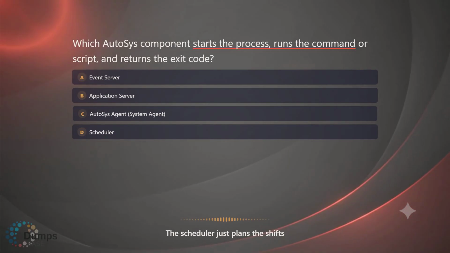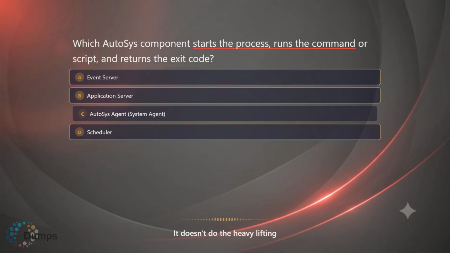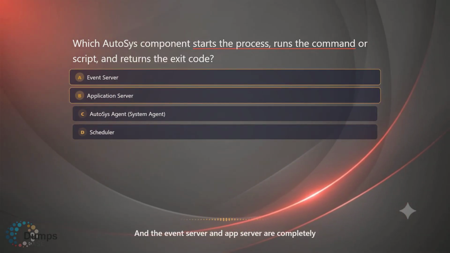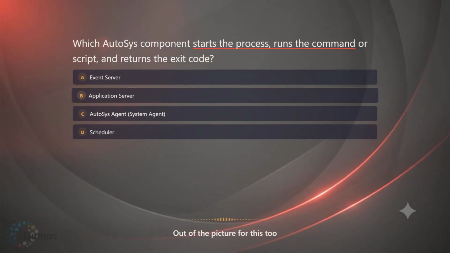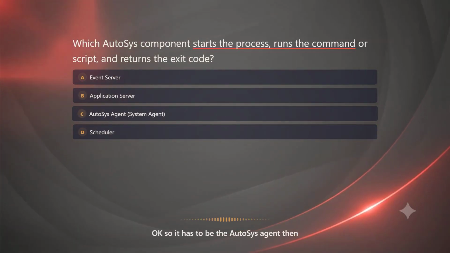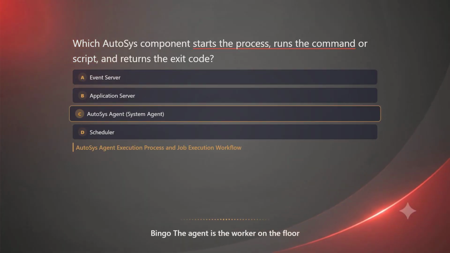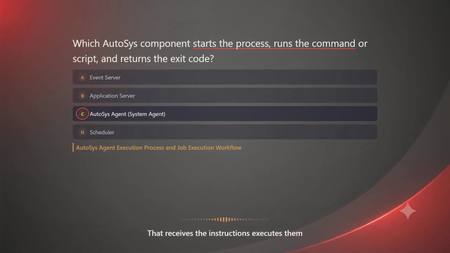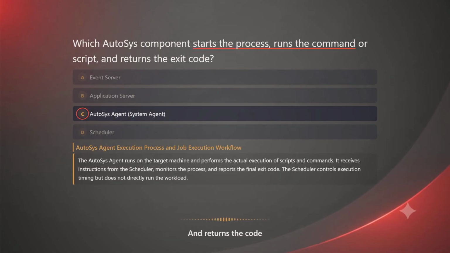Wait, what do you mean? The scheduler just plans the shifts. It doesn't do the heavy lifting. And the event server and app server are completely out of the picture for this too. Ah, okay, so it has to be the AutoSys agent then. Bingo. The agent is the worker on the floor that receives the instructions, executes them, and returns the code.